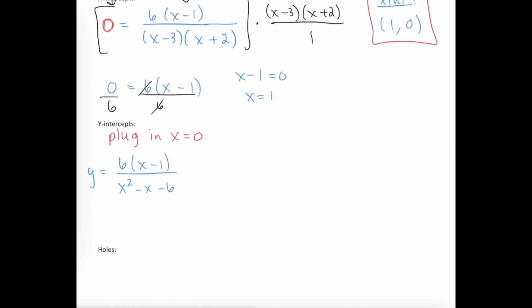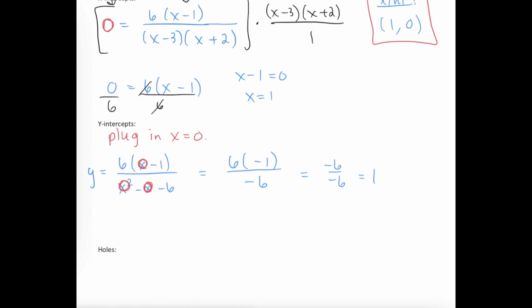So let's plug in x is equal to 0 for all of these terms here. So we'll end up with 6 times 0 minus 1, which is -1, in the top, and in the bottom I have 0 minus 6, which is -6. So we have -6 over -6, which is +1.